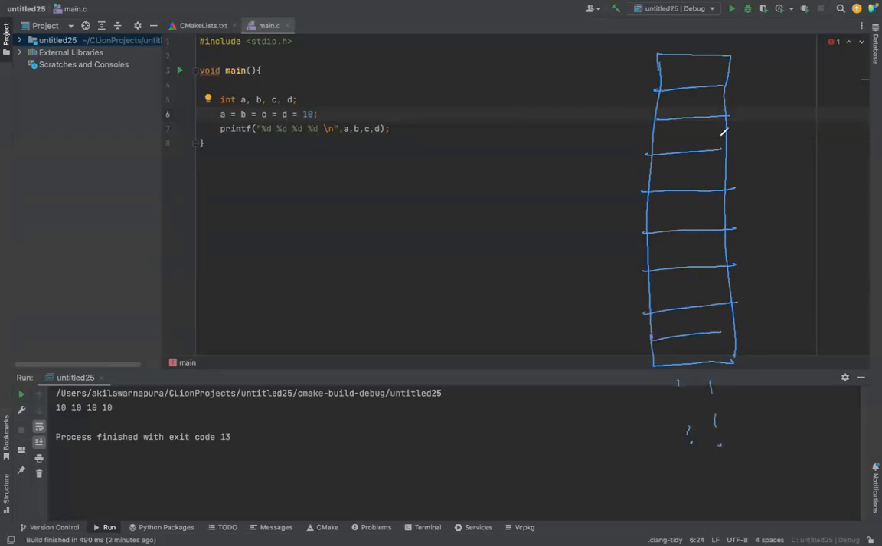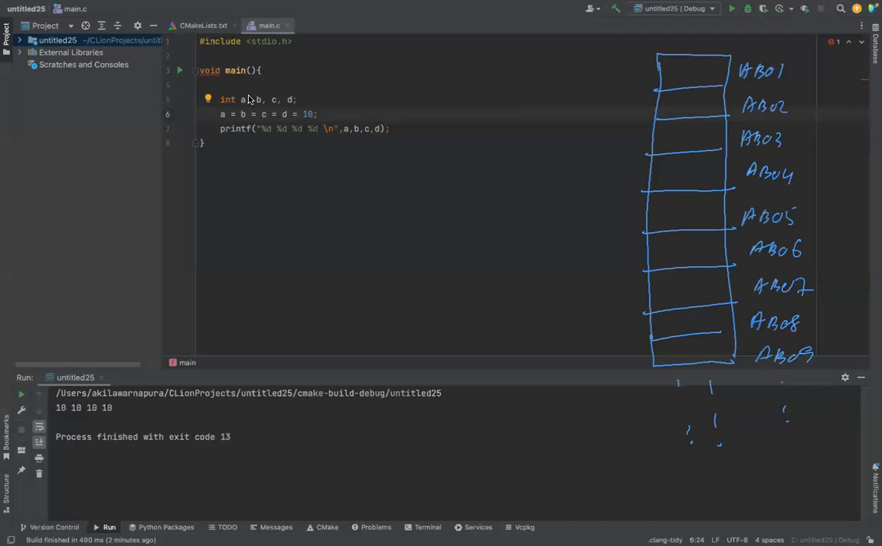Likewise, these kinds of memory slots are available. Let's say the memory addresses are AB01, AB02, AB03, AB04, AB05, AB06, AB07, AB08, AB09, likewise going on.